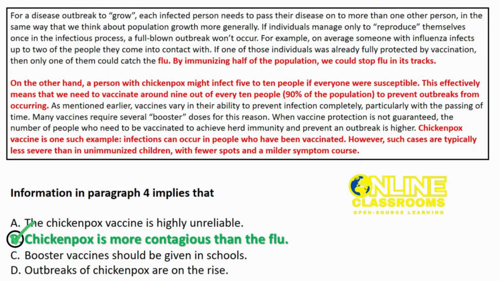Option A is incorrect because the paragraph does not imply that the chickenpox vaccine is highly unreliable, but rather that it does not completely prevent infection and requires booster doses. Option C is incorrect because the paragraph does not mention anything about booster vaccines being given in schools. Option D is also incorrect because the paragraph does not provide any information about the trend of outbreaks of chickenpox.